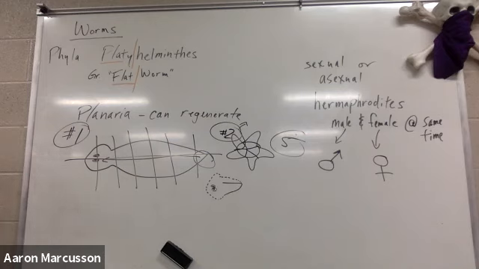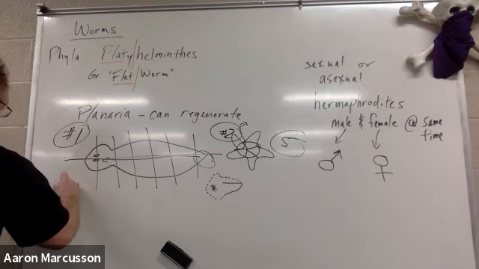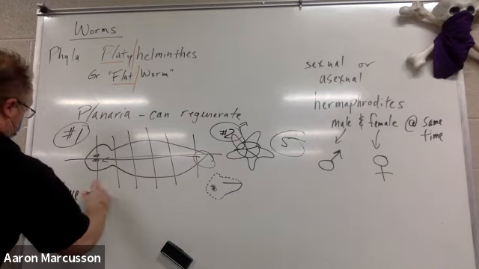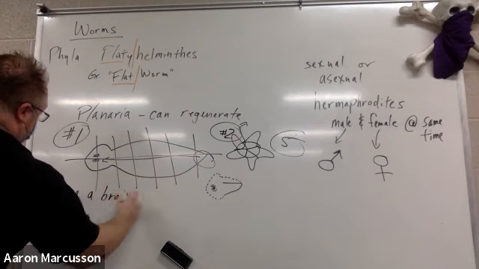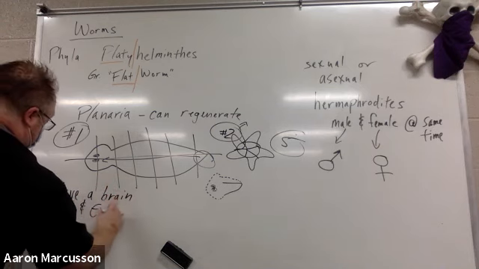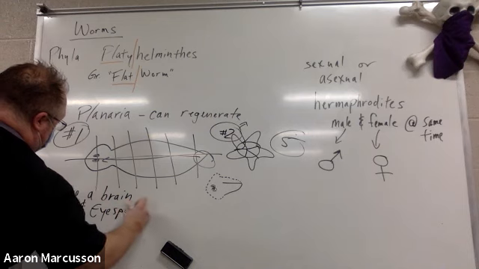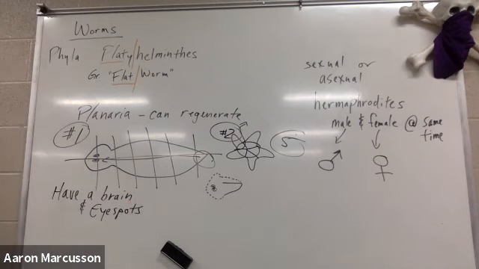Let's see. These guys have a brain and eye spots. Now, some of the animals we talked about already have eye spots, but they're super simple, and I didn't really even mention them, because it's just so simple.